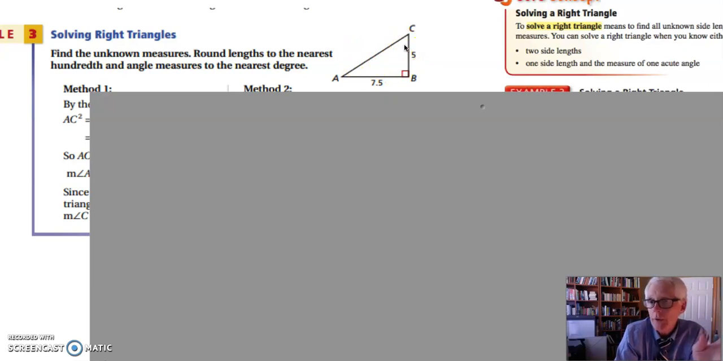A couple of ways you can go about this. To find the missing length, you should be able to do that with the Pythagorean theorem.